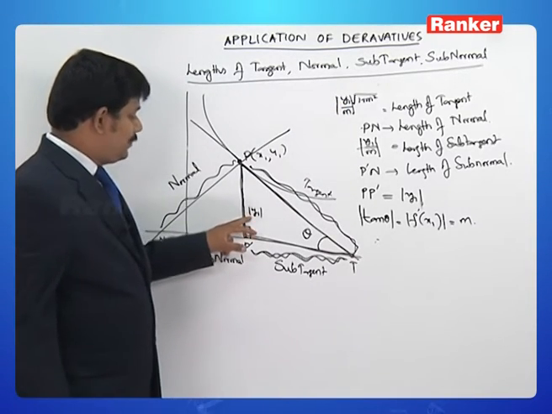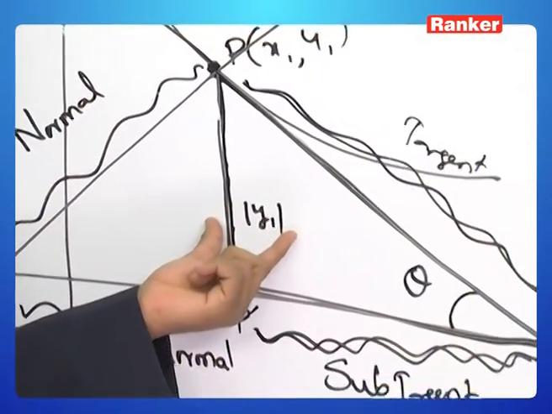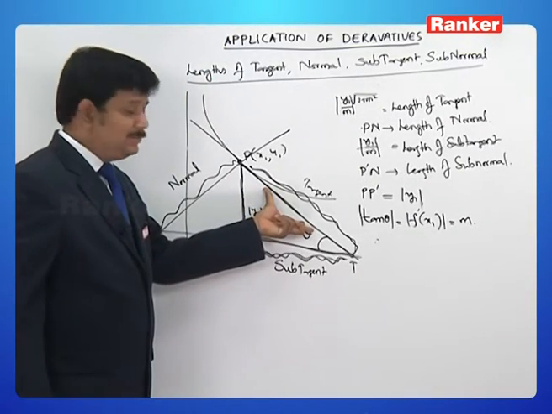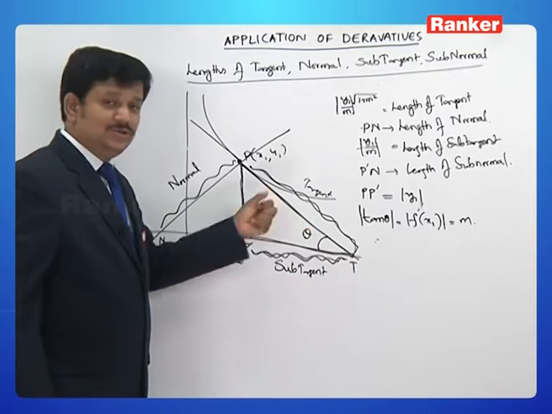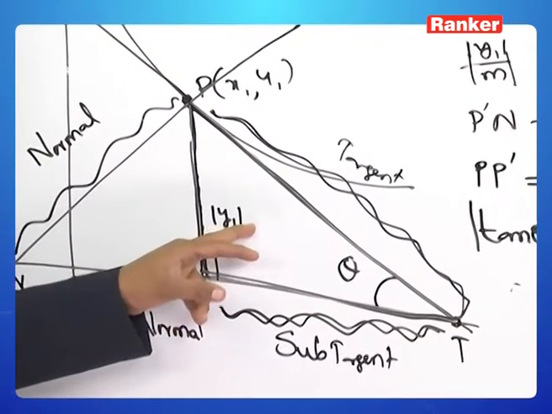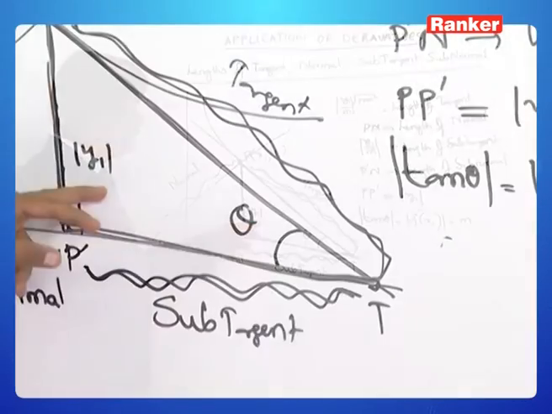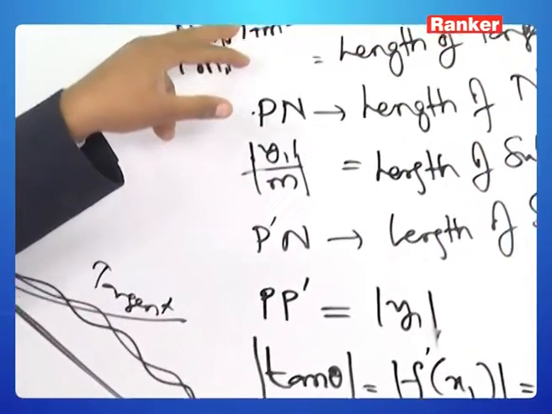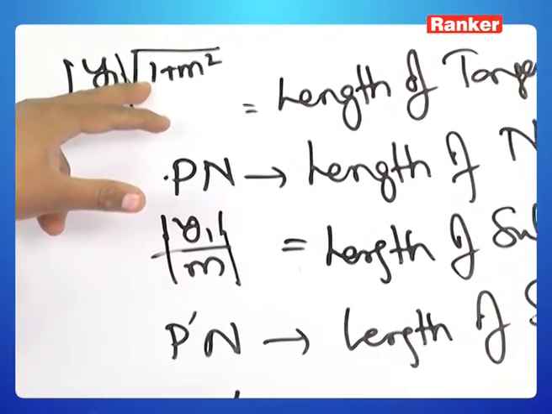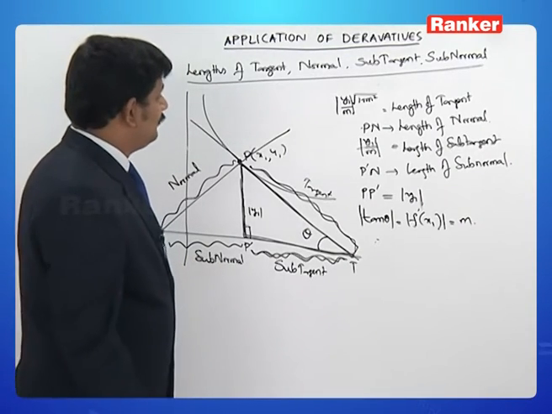Let us look at it once again. Observe the triangle P dash T. Mod y1, the ordinate, is the side opposite to theta, and the length of the tangent P dash T is the hypotenuse of this triangle. The hypotenuse is given by opposite side divided by sin theta, and sin theta value is tan theta by secant theta, which is m over root over 1 plus m square. So length of the tangent is mod y1 by m root over 1 plus m square.